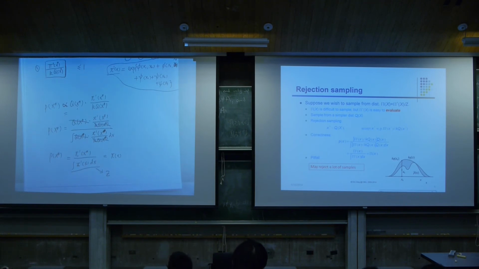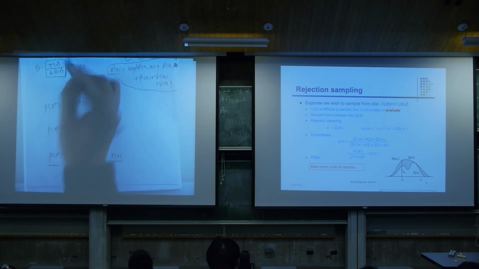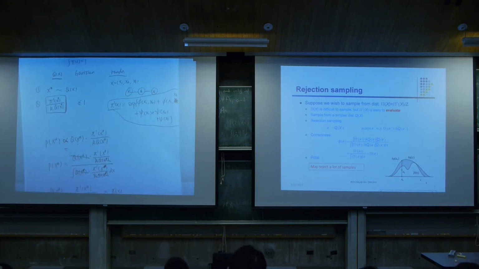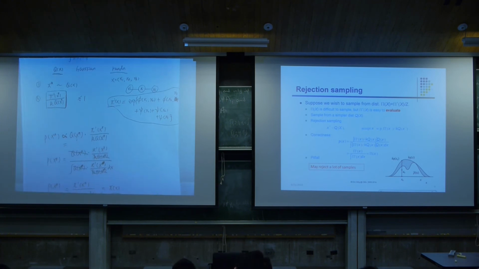Any questions about the derivation? So if you are okay with this, we proved that Px star is exactly the same as the target distribution Px, and the Px star is from this two-step procedure. So that is to say, this two-step procedure will give you the samples of Px.